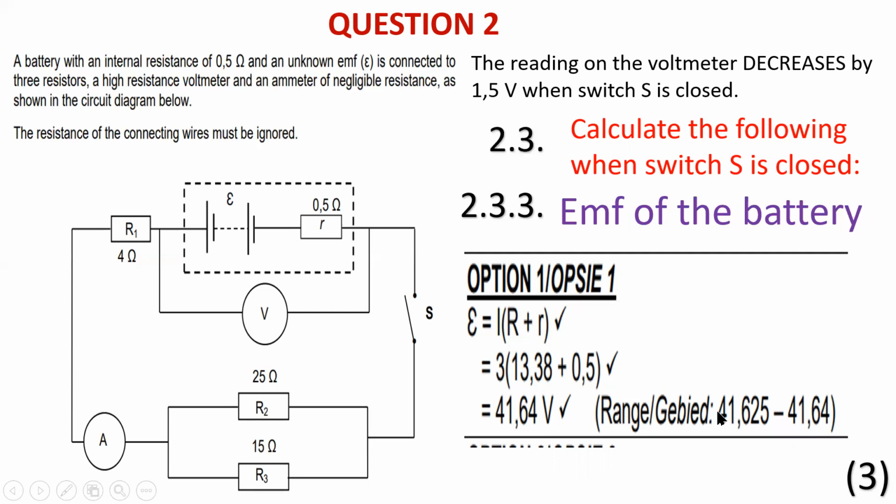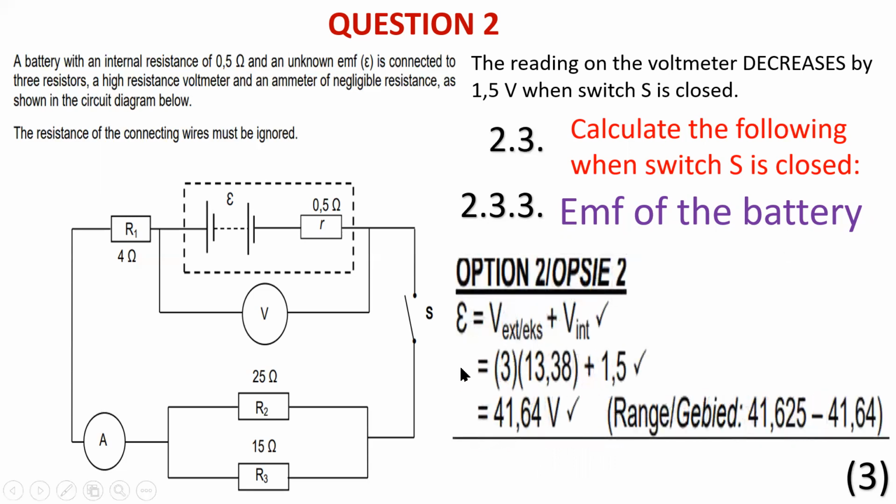You are getting 41.64, and then you're just rounding off. Please don't forget to round after the comma for the final answer. We need only 2 digits, people. So that is the 3 marks question, option 1 done.